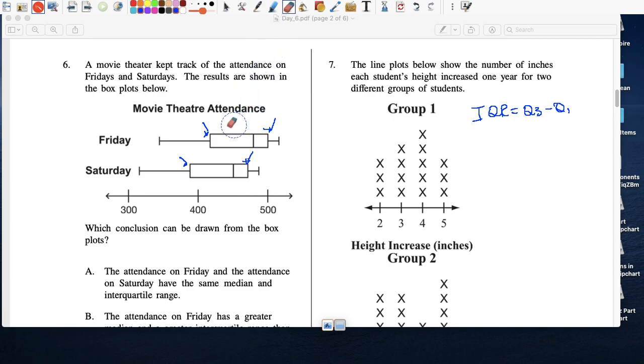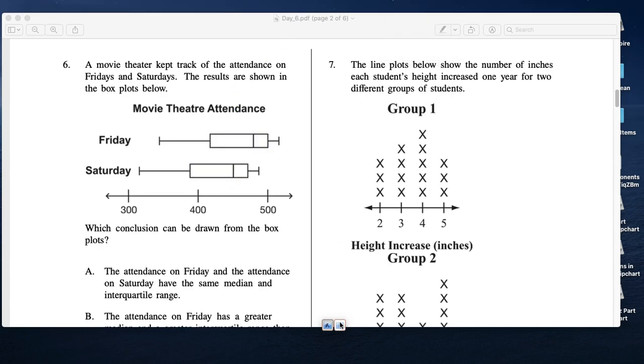C, the attendance on Friday has a greater interquartile range than on Saturday, but both have the same median. That's not right. The interquartile range looks the same, but the median, this and this, is not the same. The attendance on Friday has a greater median, true, but both data have the same interquartile range. The size of this box and the size of this box are the same. Well, yes, so 6 would be D. I'm okay with that.